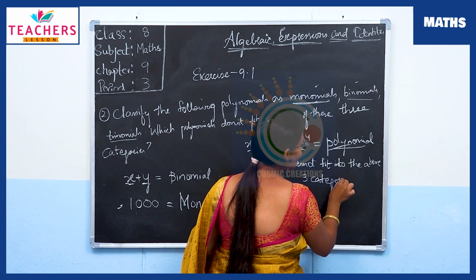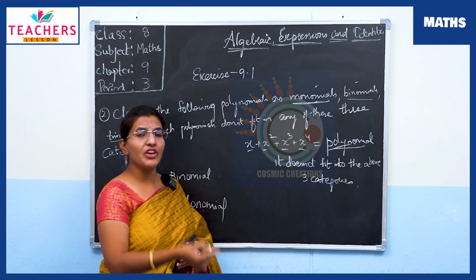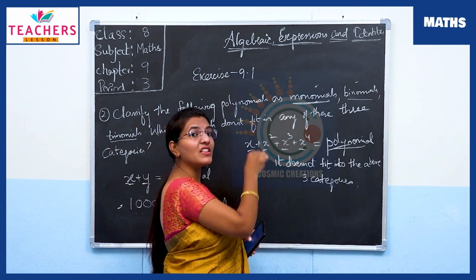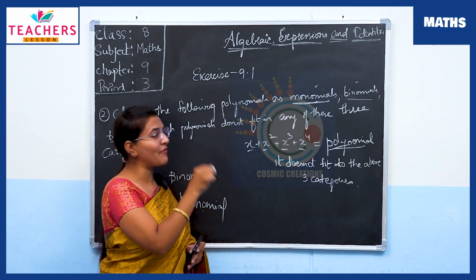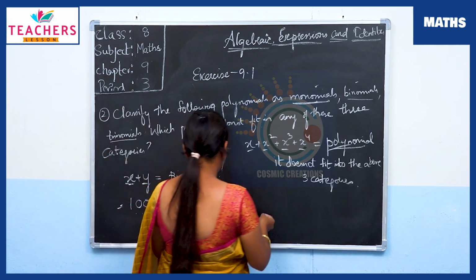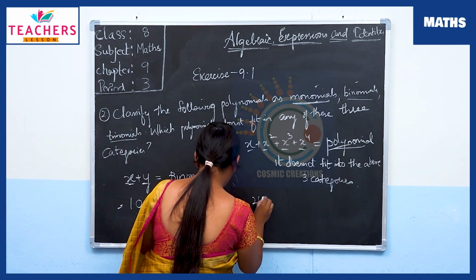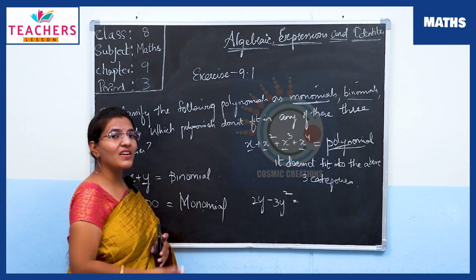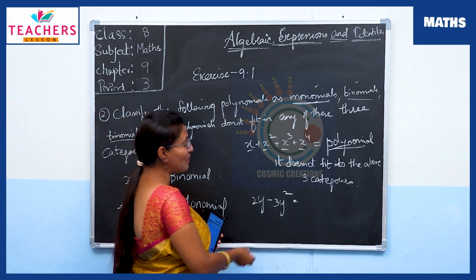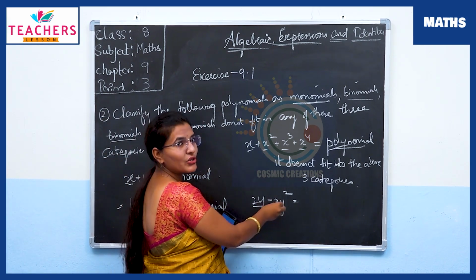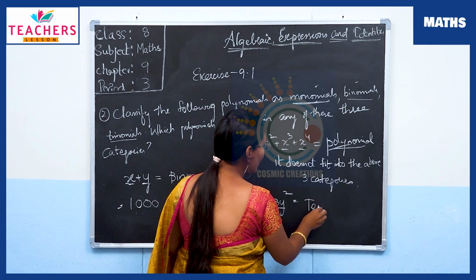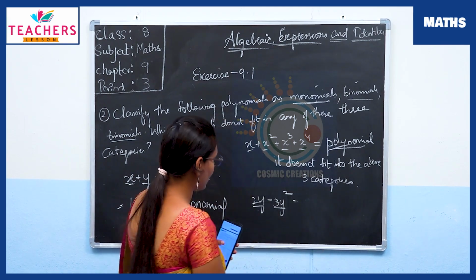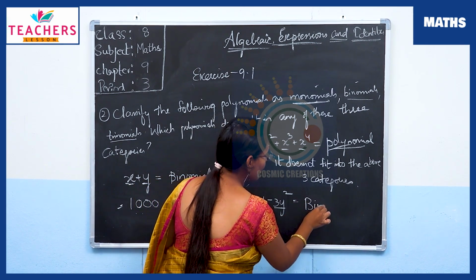So you have to mention the answer in this way. If you write polynomial, then it is not valid because they have asked specifically in the question, right? If it does not fit, you have to mention that. Next, 2y minus 3y square. So now can you say what it is? Yes, it is a binomial because it has 2 terms, right? So now, yes, what is it? Binomial.